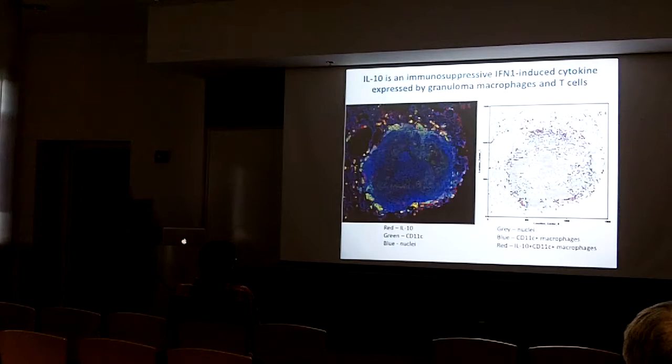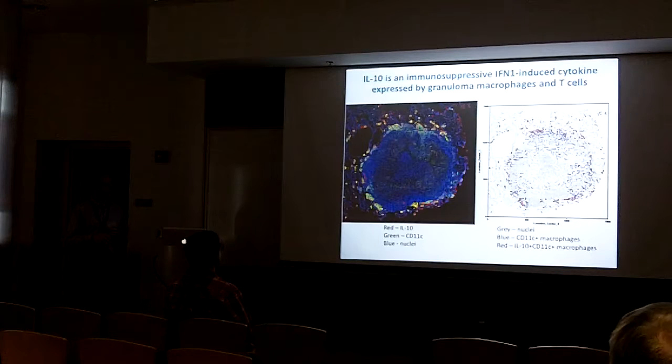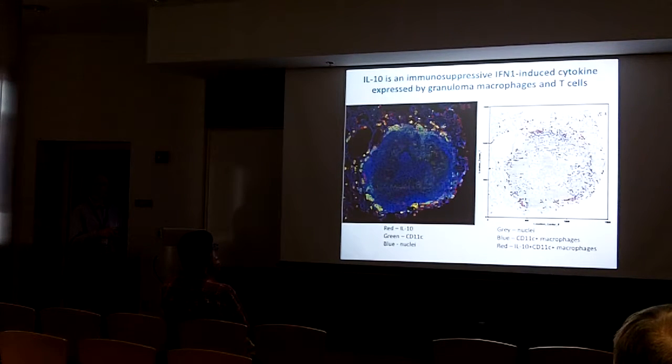So IL-10 is probably more important than MX1. And both T cells and macrophages can make IL-10. What we've got here is a granuloma stained in green for CD11C. These are alveolar macrophages really brightly out here. And then they're dimly CD11C positive in here. And then the red is IL-10.